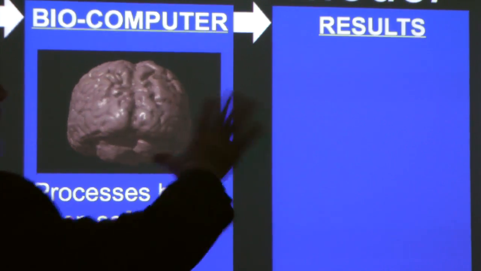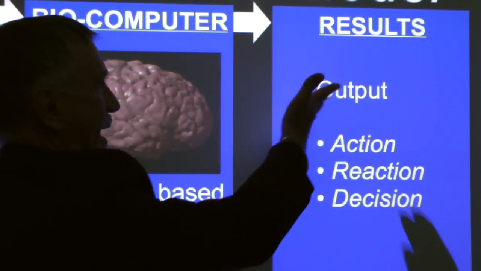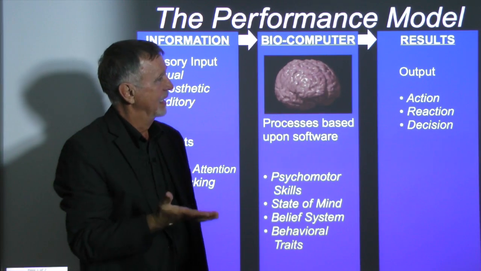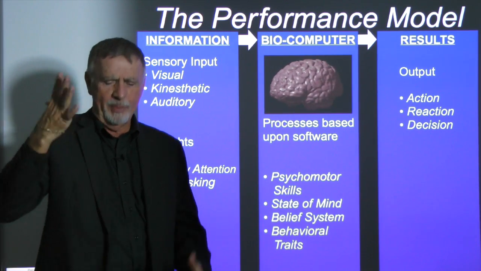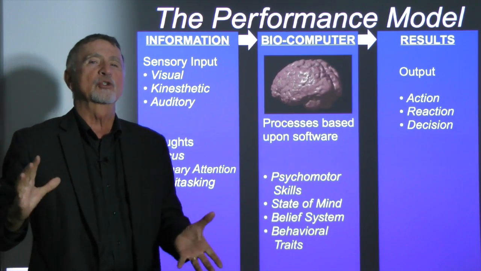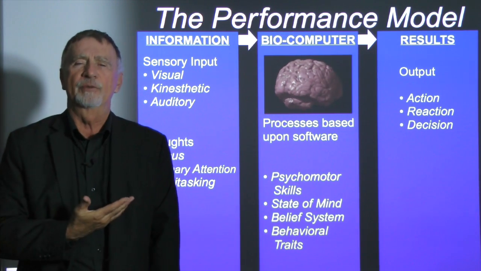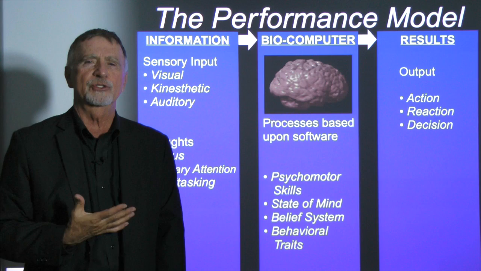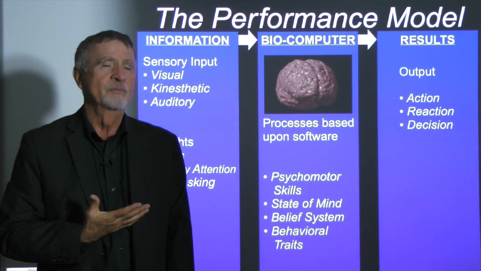So basically, all of this is processed and I get a result. That is, I have some output. And basically, it has to do with an action. That is, my body does something. Or a reaction. I react to a situation or some stimulus. Or I make a decision. That is, this whole process of making a decision. As an example, in sports, that's very important.